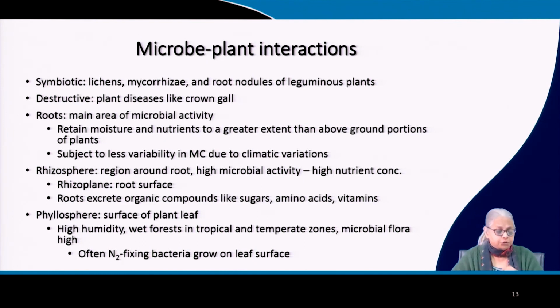You can have nitrogen fixing bacteria growing on these plant leaves. Especially in tropical and temperate zones, if the humidity and moisture is very high, then you get high microbial activity even on the leaf surface.